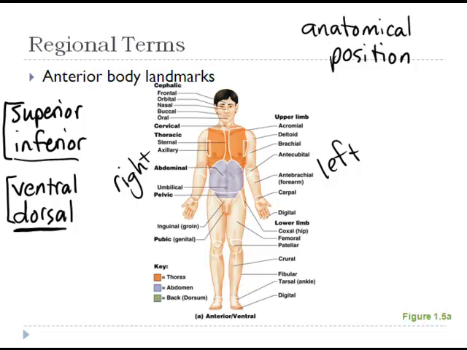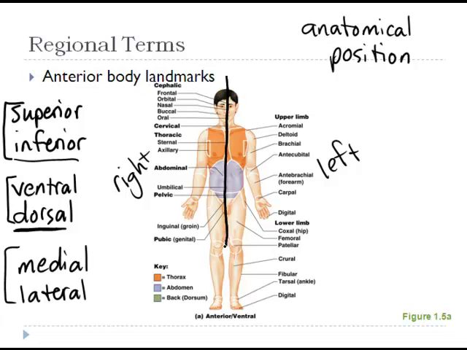The next two terms here, we have medial and we have lateral. Again, going together. Medial meaning towards the midline of the body. So if we were to draw a line right down through this guy's head here, here's the midline of our body. So medial is whatever is found closer to this line, and lateral is whatever is found farther away from that line.